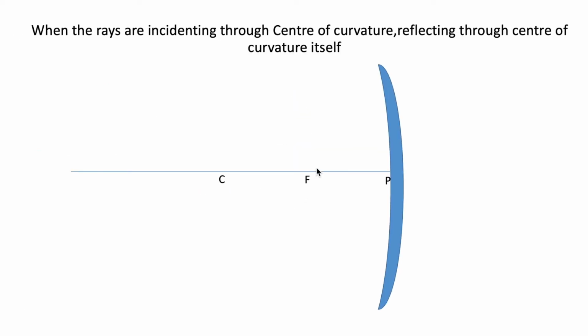Next ray diagram, when the rays are incident through the center of curvature, they reflect through the center of curvature itself. So if the rays are incident through C, the reflected rays also will be through C only. We will draw this. This is the incident ray and the reflected ray will be through the center of curvature itself.